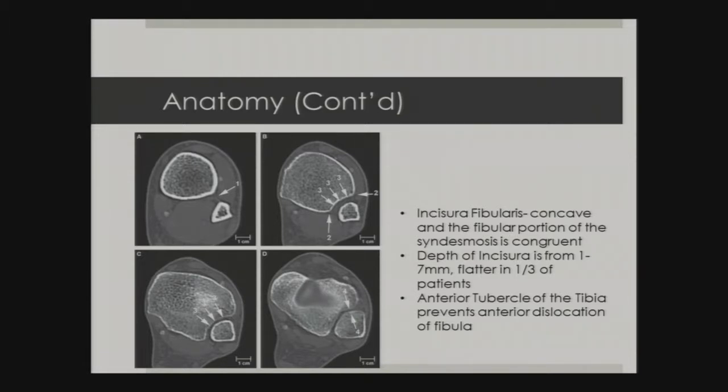So the anterior tubercle of the tibia, as you can see, just anterior there on these axial slices, is significantly larger when compared to the posterior tubercle and is the main bony restraint to the fibula for anterior translation.